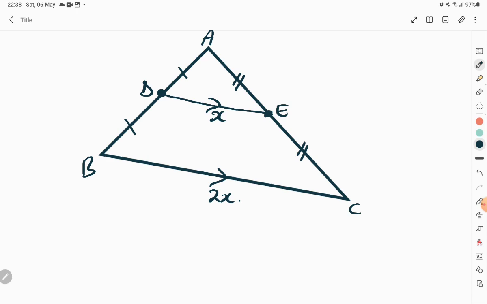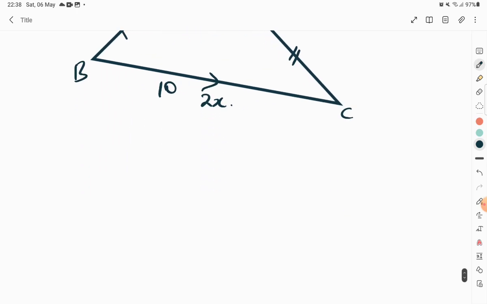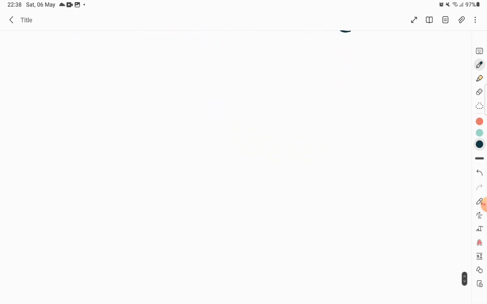Let's not forget that it also has the third side. So if the third side is 2x, then DE is going to be x. If the third side is 10, then DE is going to be just 5. So we just have that information. And this theorem does have its converse that is very useful.